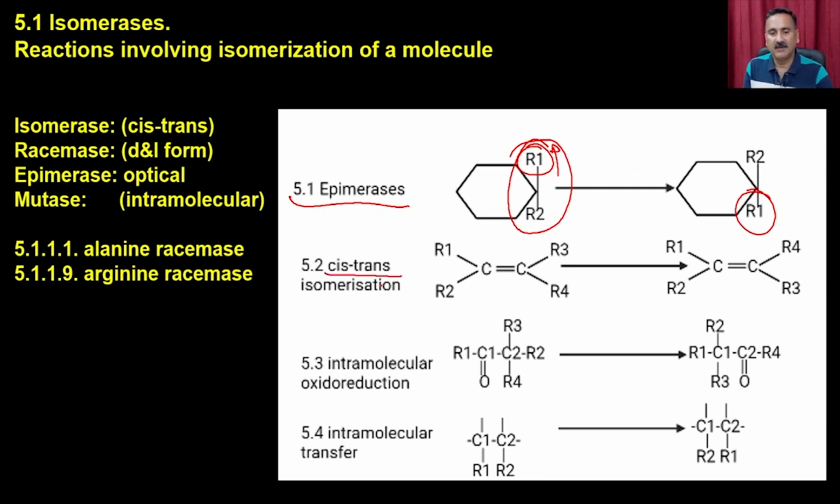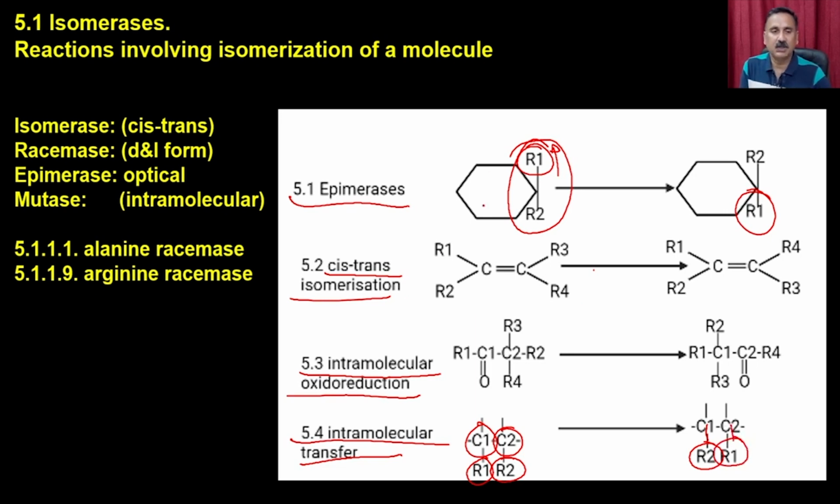Then you can also form cis-trans isomerizations. It can change the position from this side to this side, and that's how it forms cis-trans isomerization. It can also cause intramolecular oxidoreduction, and that's how it forms the isomers. And it can also cause intramolecular transfers. For example, in this case you see R2 is connected to C2 whereas R1 is connected to C1, and this enzyme catalyzes the reaction so that R2 is now connected to C1 and R1 is connected to C2.